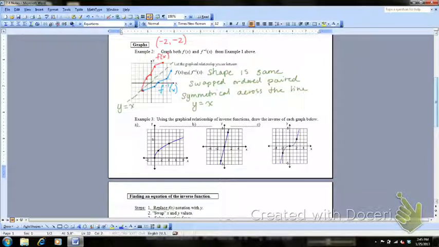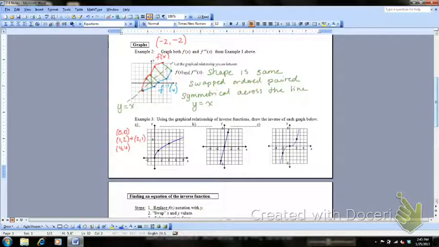So down below here we've got 3 graphs, and they want us to use the graphical relationship of inverse functions to draw the inverse of each graph below. 2 ways you can do it. You can work from the ordered pairs on the points that are given to you on the graph, or if you're a visual person and you understand how these points are being reflected perpendicularly across this line y equals x, you can do it that way. I'm going to do it by swapping ordered pairs. I'll show you one, and then I'm going to let you guys do the other 2 on your own.